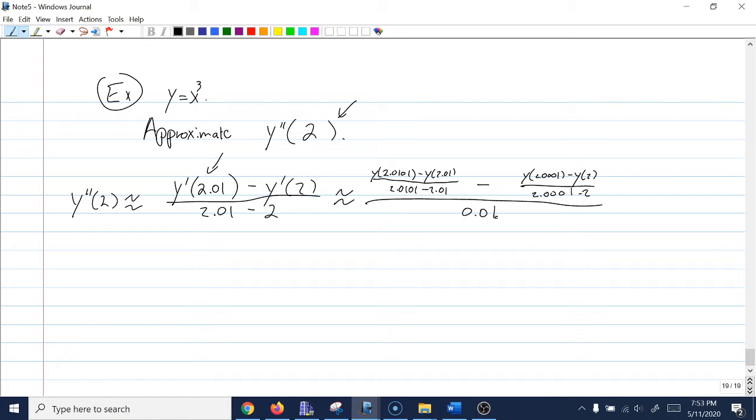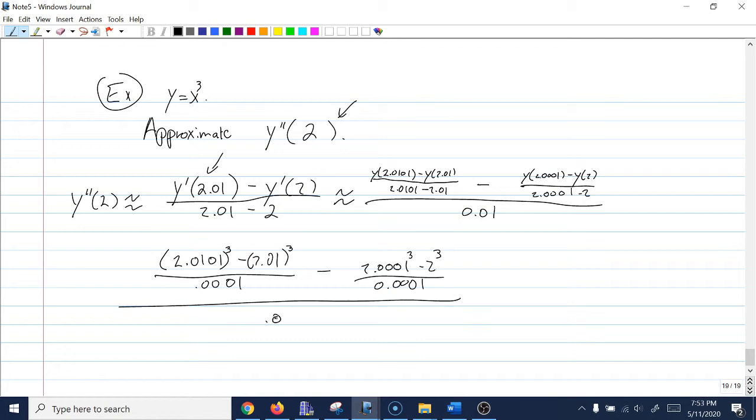So I've got a difference quotient with difference quotients inside of it. So this is 2.0101 cubed minus 2.01 cubed over 0.0001, minus 2.0001 cubed minus 2 cubed over 0.0001. This is all over 0.01.